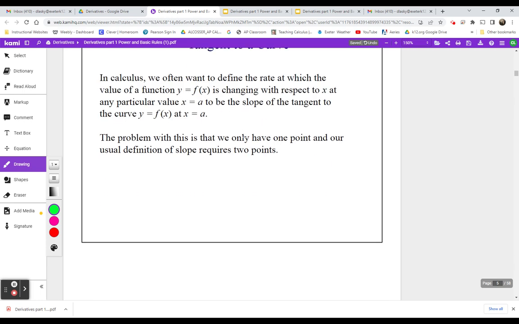All right, so tangent to a curve. So in calculus, we're going to define the rate. See, now we're changing the word. Look at this. We're finding the rate at which the value of a function is changing with respect to x at a particular value of x. What is this saying? I don't know. This looks like a foreign language. Well, it is. So what we're really saying here is that it's the slope of a tangent line.